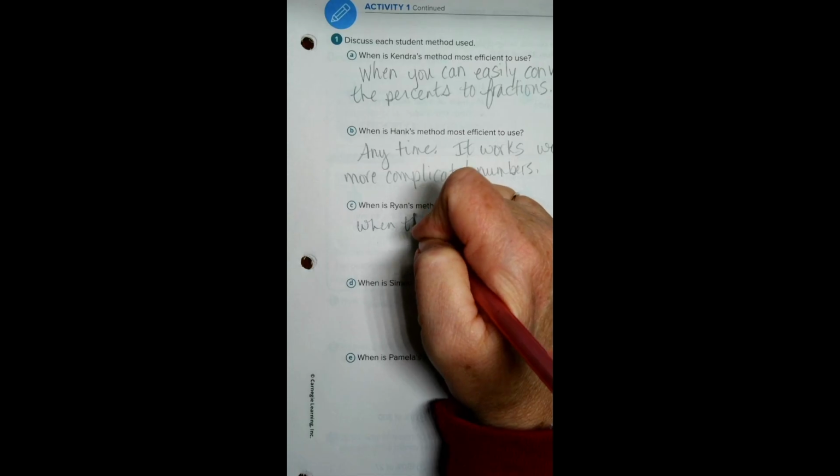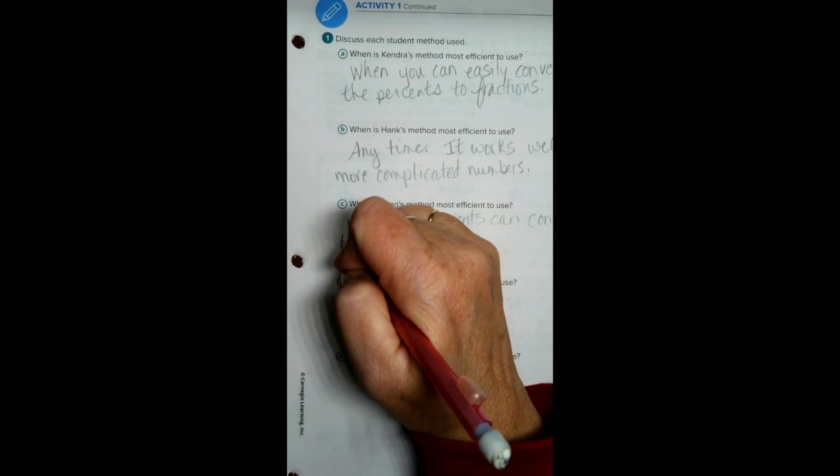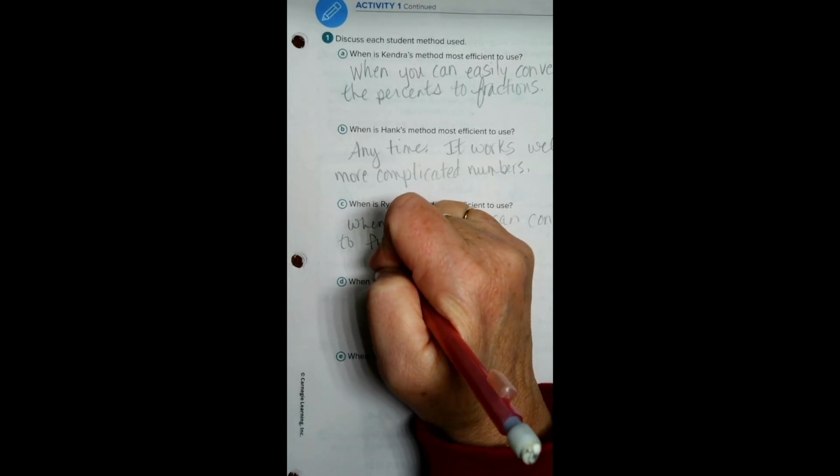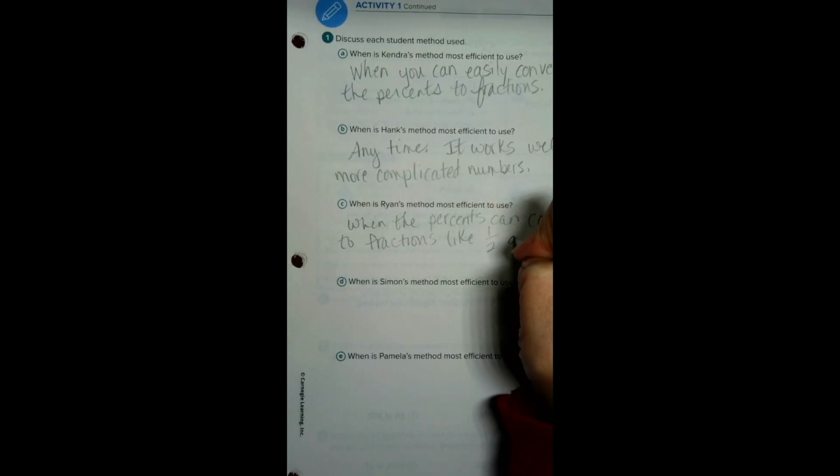let's say when the percents can convert to fractions like 1/2 and 1/4. That's a 1. Easily.